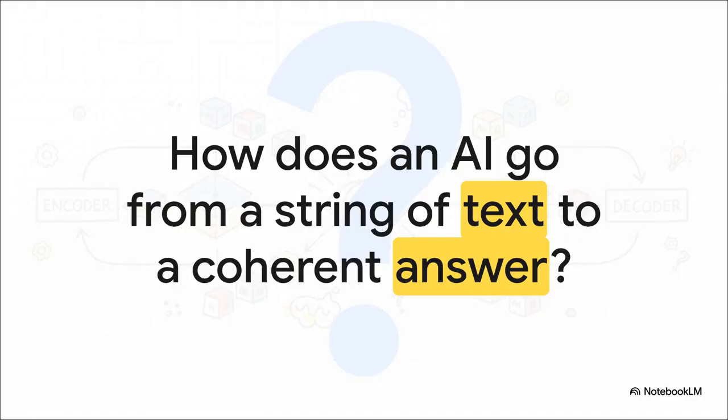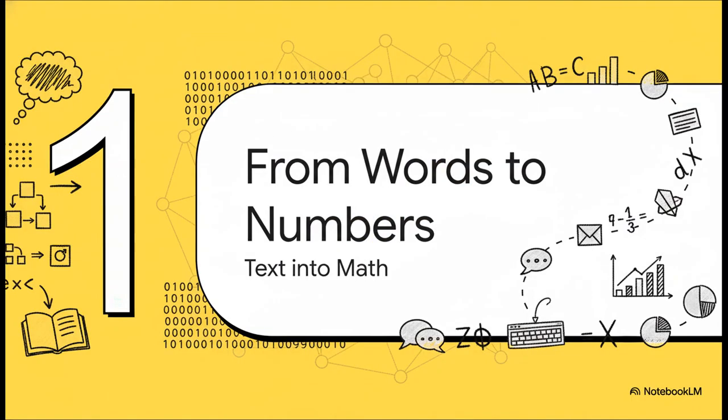Okay, so let's kick things off with the big question that I'm sure is on your mind. When you type a prompt into an AI, how does it actually get what you're saying? You know, it feels like magic, right? But it's actually this incredible process of turning your words into numbers and giving the AI a very special kind of memory.